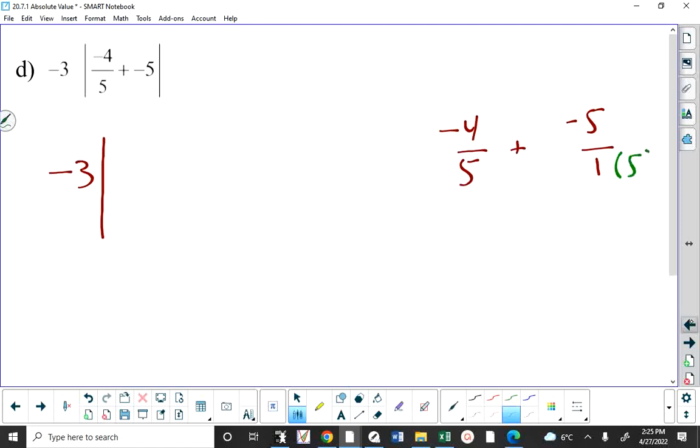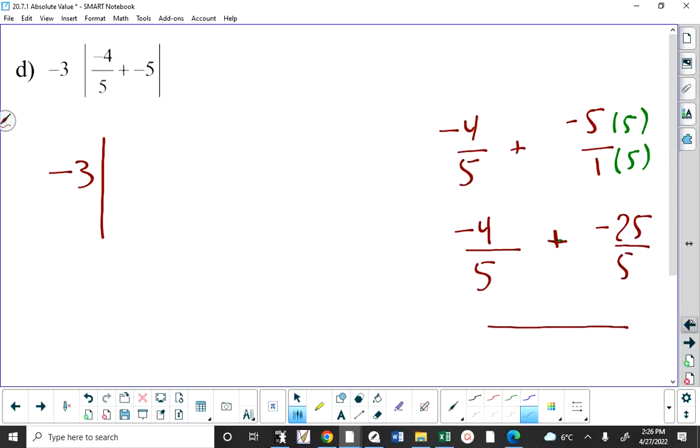So going back to our work here, the common denominator would be 5. You need to multiply the top and the bottom of this by 5, which means it will be -4/5 plus, I don't know why I put a negative there. I'm multiplying the top and the bottom of this by 5. And then we have plus -25/5, so we end up with -4 minus 25 all over 5, which, unless I'm mistaken, is -29 over 5.